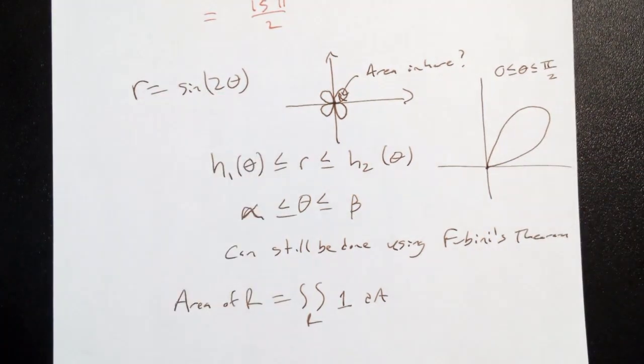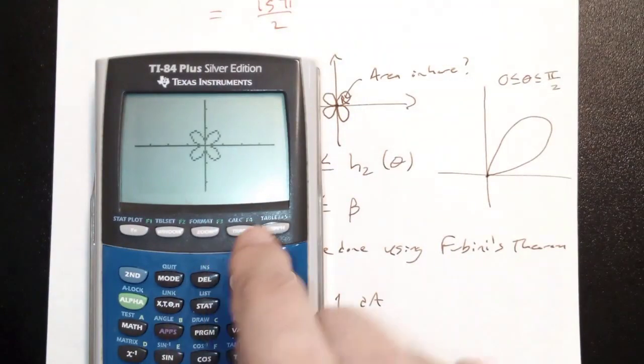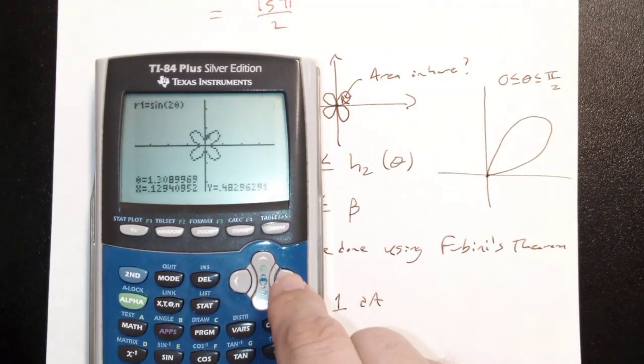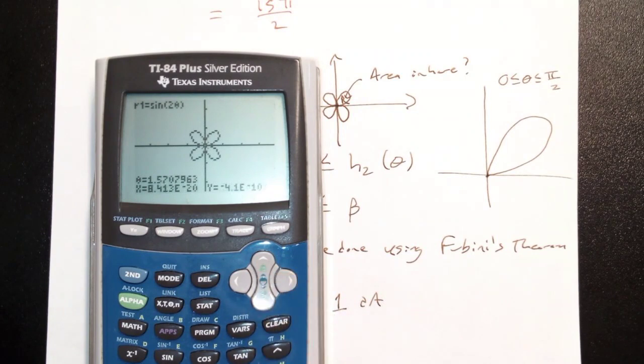We can also check here by hitting the trace button and noticing that when we get to exactly pi over 2, we've come back to the origin the first time. Somebody actually once asked if 0 and pi would work, but that actually covers 2 leaves instead of 1. So you need to make sure you make the shortest trip.